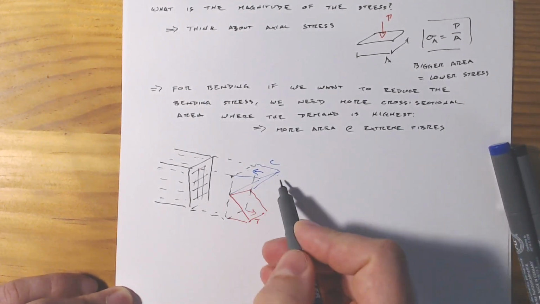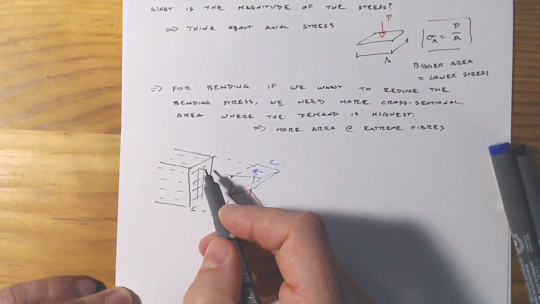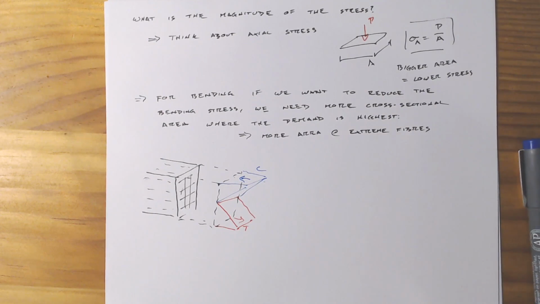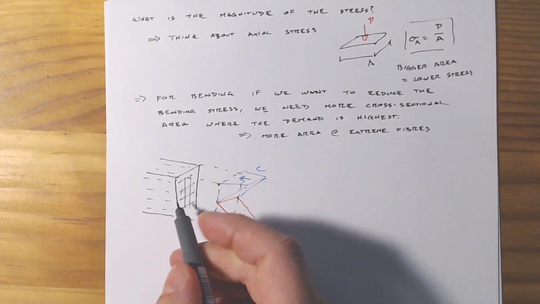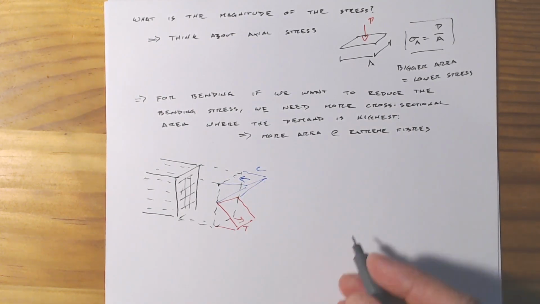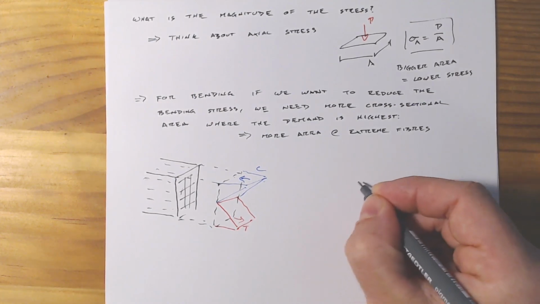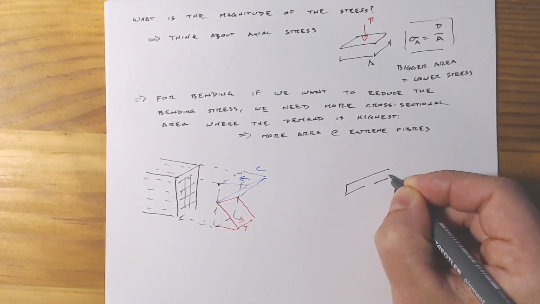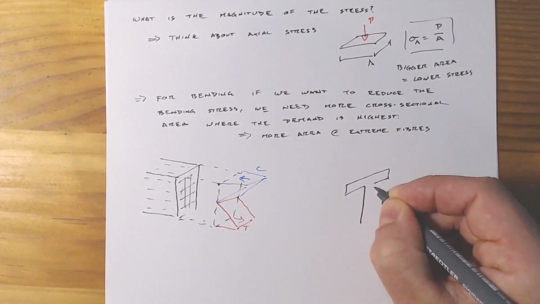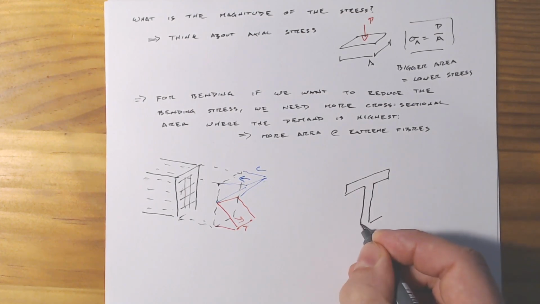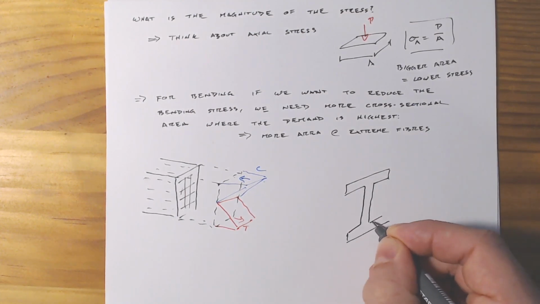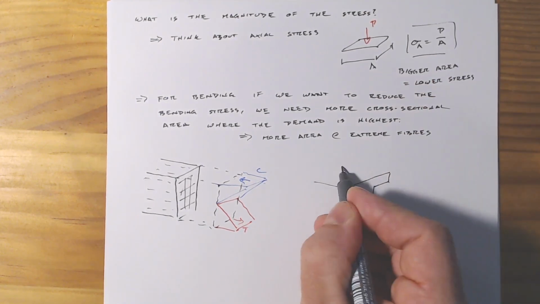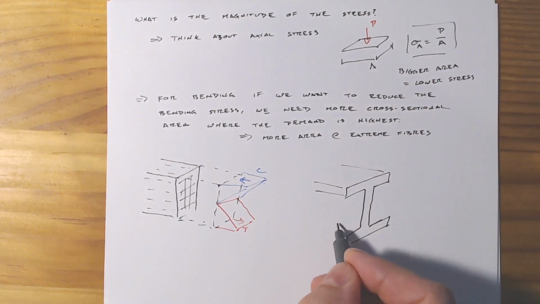But if our demand is highest up here at the extreme fibers, so let's say we want less stress, bigger area, one way to get a bigger area is to throw more cross-section up here relative to what's here in the middle. And so this is why you'll see that a lot of beams are shaped like I-sections, where the I-section is effectively just putting more area up here at the top of the cross-section where the demand is highest.